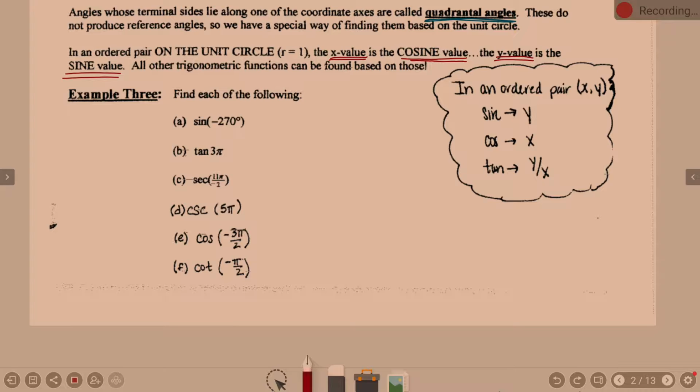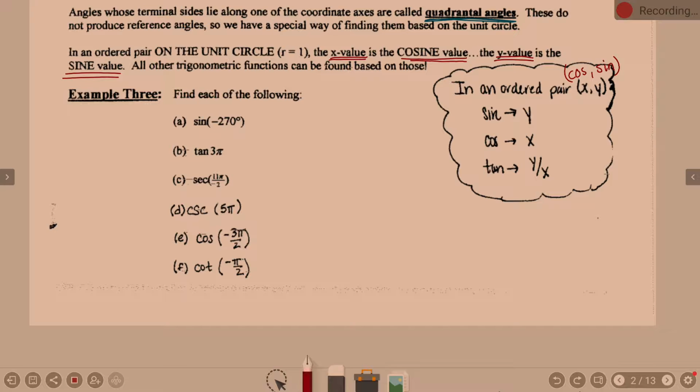Okay? So, in an ordered pair, it's cosine, sine. So in an ordered pair, x, y, it's cosine, then sine. Did you guys, on the unit circle I gave you separately, what do I have written over by the x-axis? Cosine. What do I have written up by the y-axis? Sine. Okay, so I put that on there to try and help.